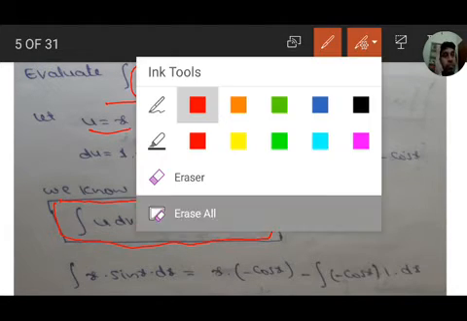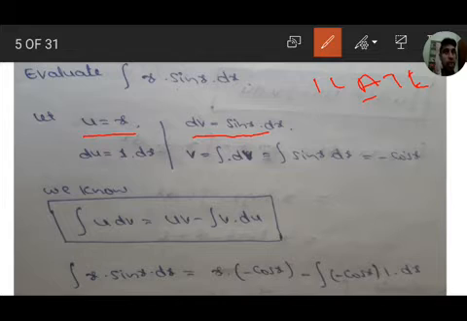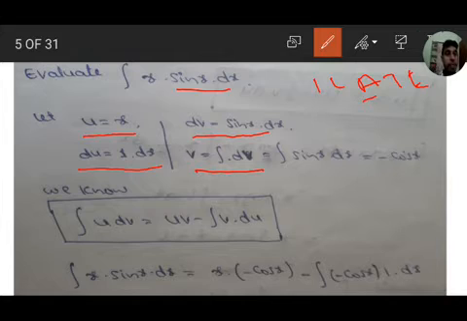Here u equal to x, the first function, in ILATE. Algebraic function is coming first, so the first function u equal to x, and the second function dv equal to sin x dx. Differentiating u with respect to x, we get du equal to 1 into dx. v means integration of dv, that is integration of sin x dx. Sin x integration is minus cos x.